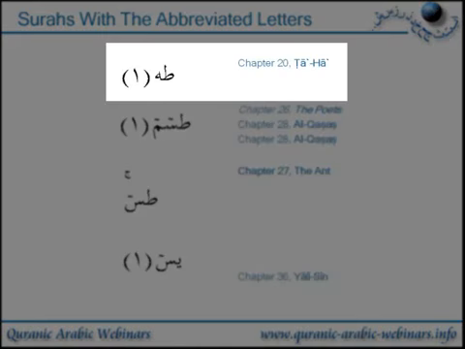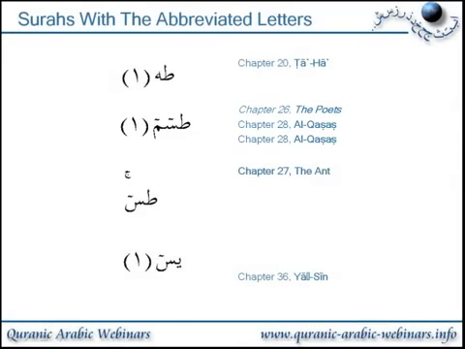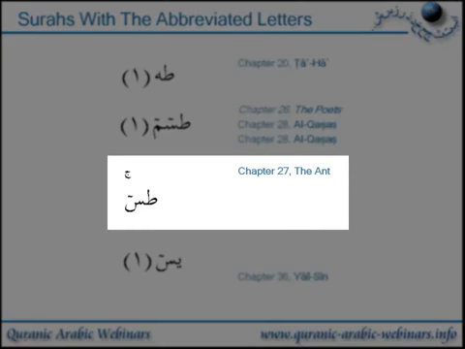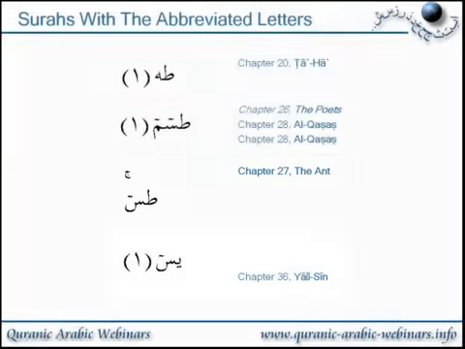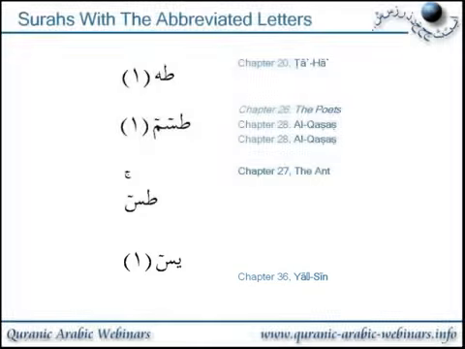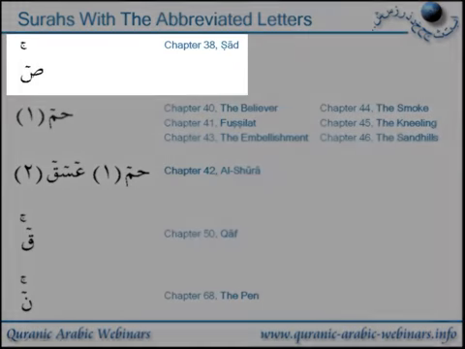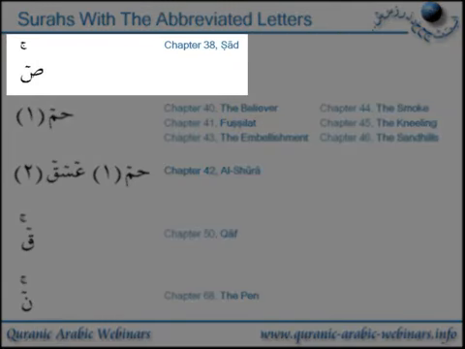Then we have Ta and Ha, and that's in Surah 20. Then we have Ta, Sin, Mim, Surah 26, 28. And then we have Ta and Sin, and that's Surah 27. And then we have Yasin in Surah 36. So that's Yasin. Then we have the letter Sad on its own, and that's Surah 38.